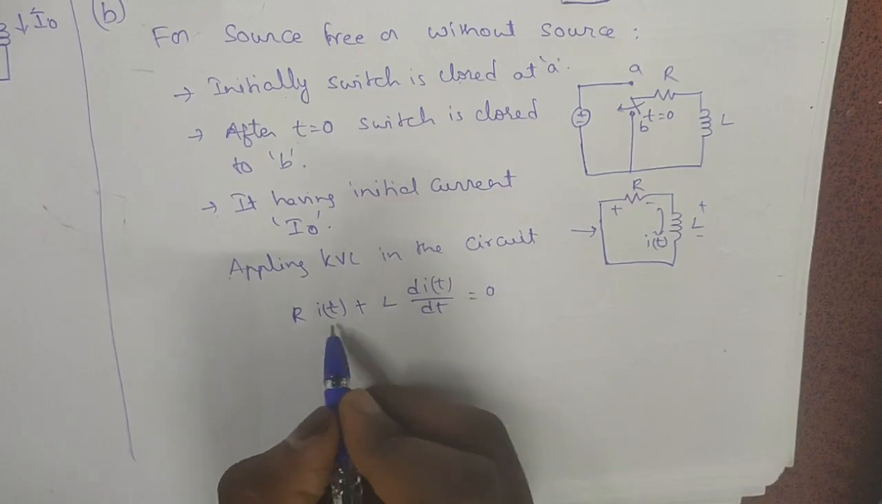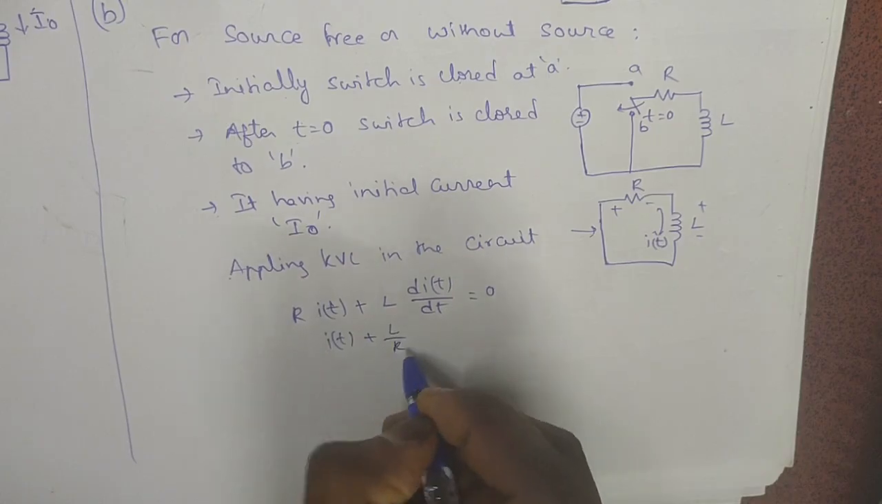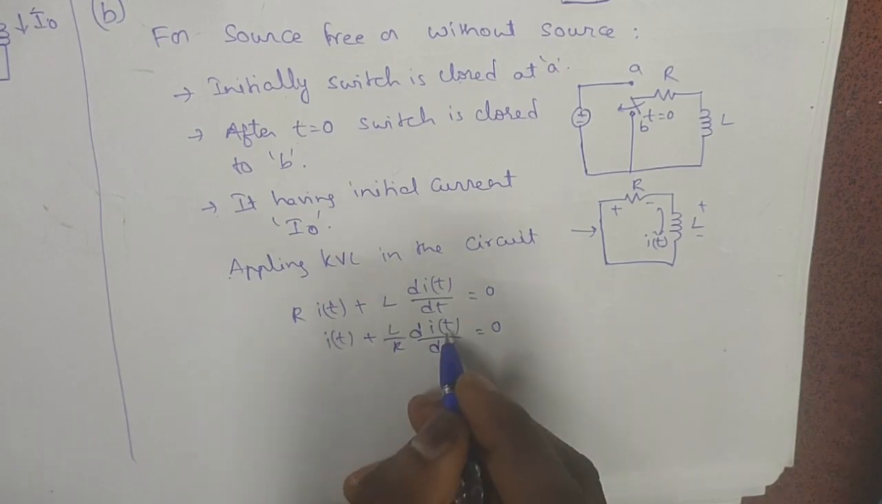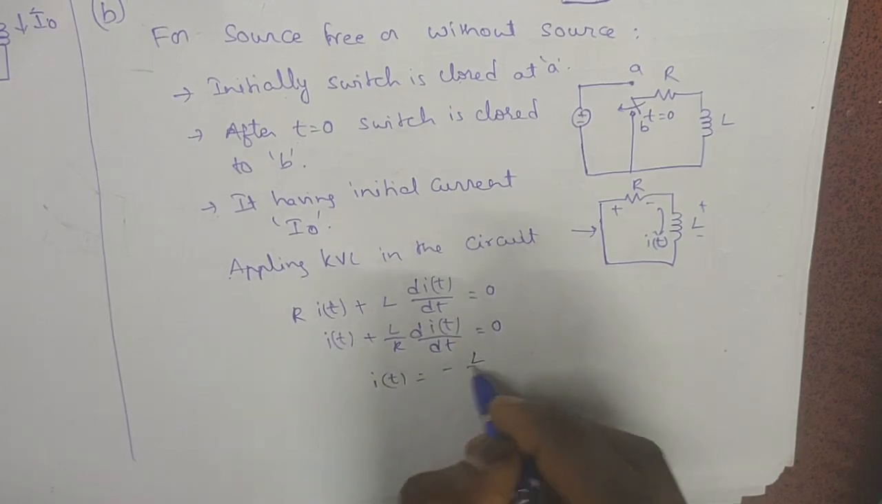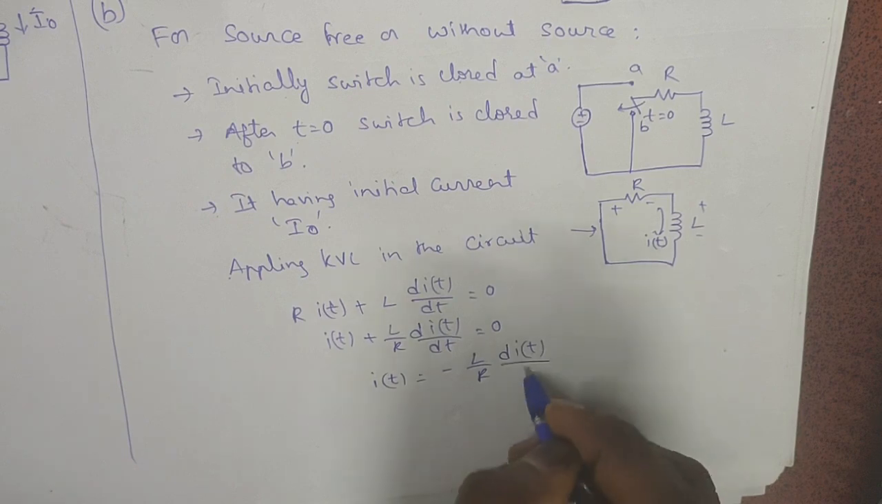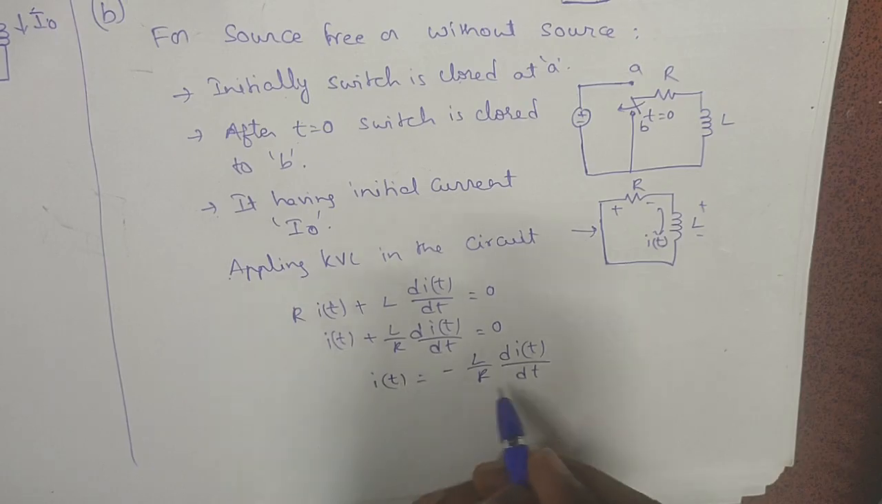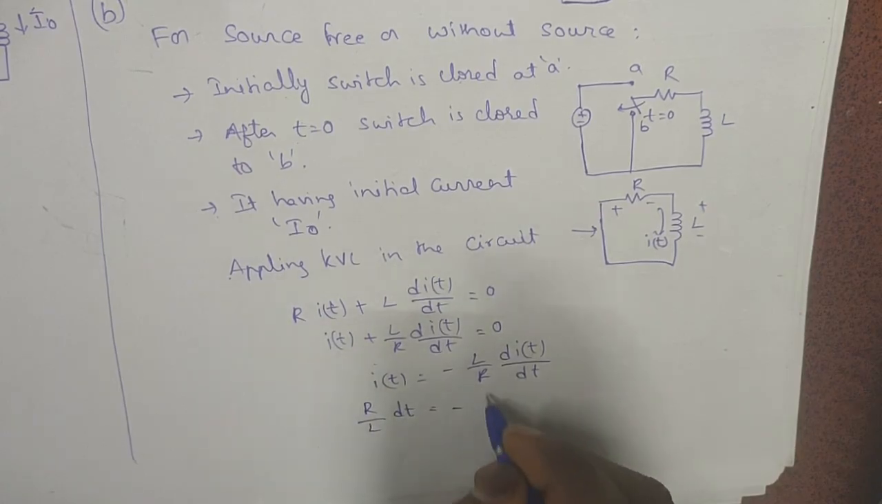Now, putting all i of t terms on one side and the remaining terms on the other side, it looks like i of t is equal to minus L by R di of t by dt. Taking this i of t here and the remaining terms this side, it will be reciprocal: R by L dt is equal to minus 1 by i of t di of t.